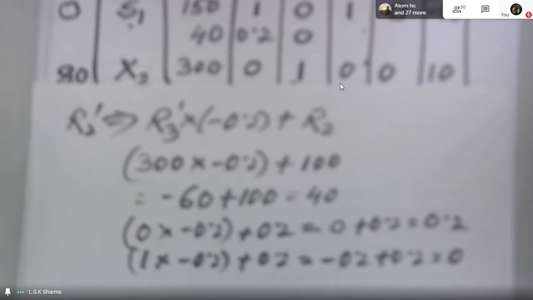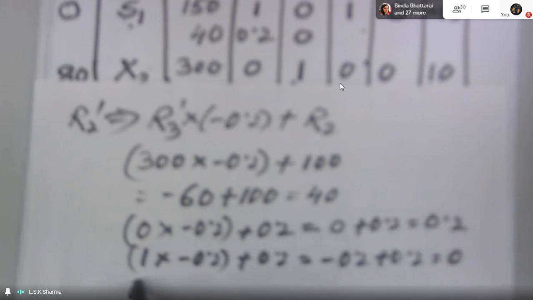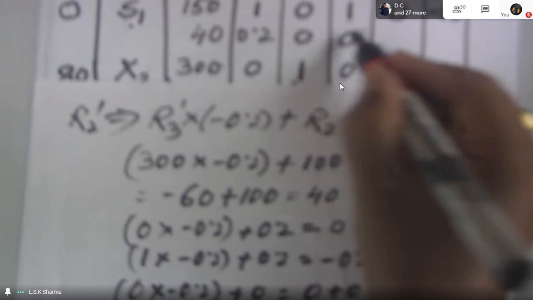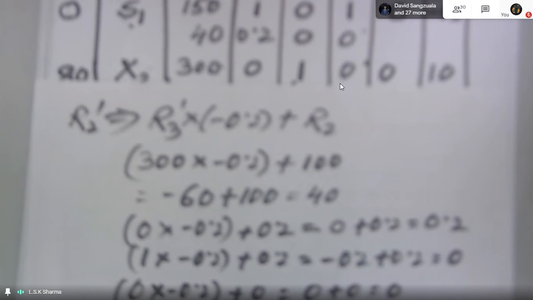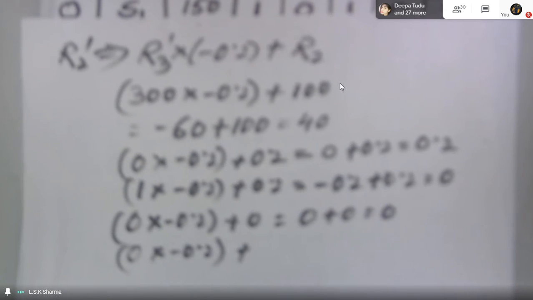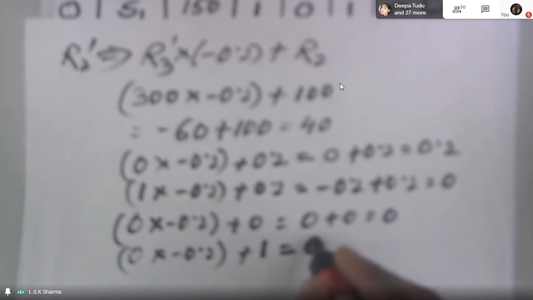Okay. Now the third one is 0 into minus 0.2 and it was a 0 out here, so it will be a 0. 0 into minus 0.2 is 0 and plus 0 is 0. Okay, here again 0 into minus 0.2 and plus here was 1. So we put value 1 here. So 0 into anything is 0 plus 1 and here it becomes 1.